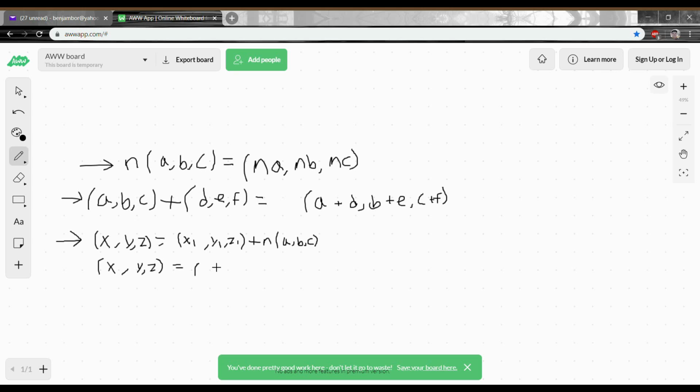I wonder if I should type it instead. That way it's a little bit more legible. So adding the two together, that's going to give us x1 plus n times a, comma. Now we're going to have y1 plus n times b, comma, and z1 plus n times c.